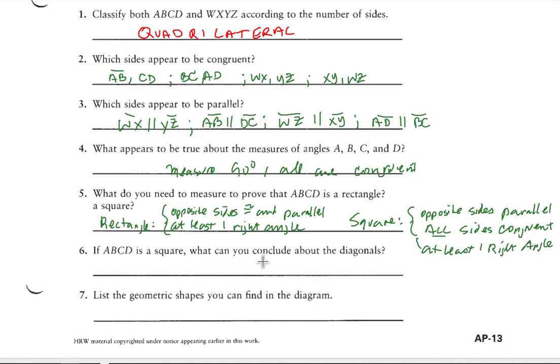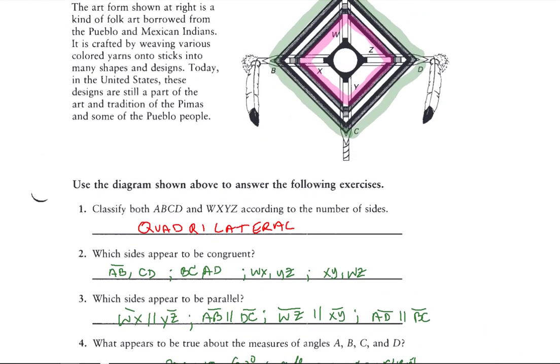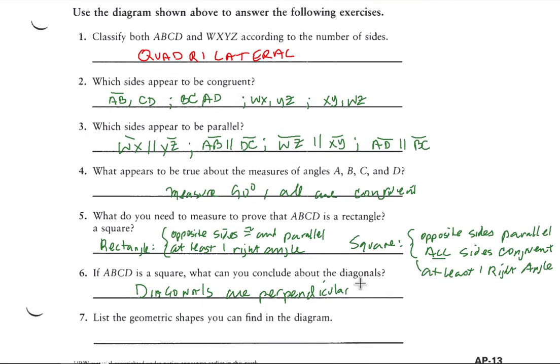So to prove that ABCD is a rectangle, we would need to prove that opposite sides are parallel and congruent. To prove that it's a square, we'd have to prove the opposite sides are parallel, and also there's a right angle, and that they're congruent.